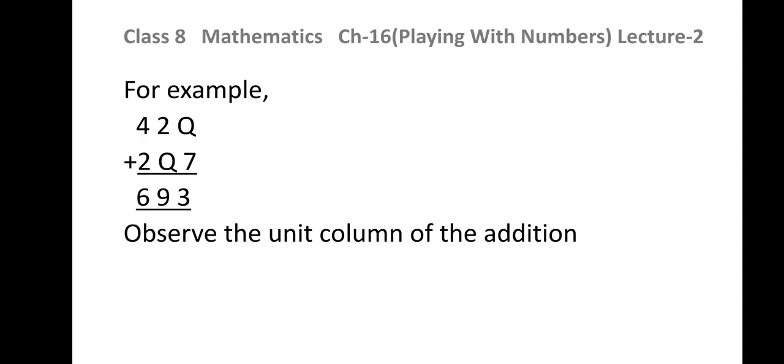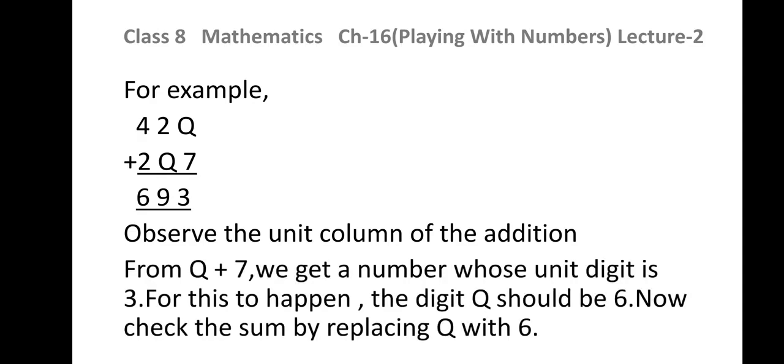First of all, we need to observe the unit column of the addition. Q plus 7. What should be written in place of Q so that if I add 7 to that number, I should get 3 here? So from Q plus 7, we get a number whose unit digit is 3. I need to write a digit in the place of Q so that if I add it to 7, the result should end in 3. For this to happen, the digit should be 6, because 6 plus 7 will give you 13, and 3 you will be writing here, 1 will be carried forward to 2.